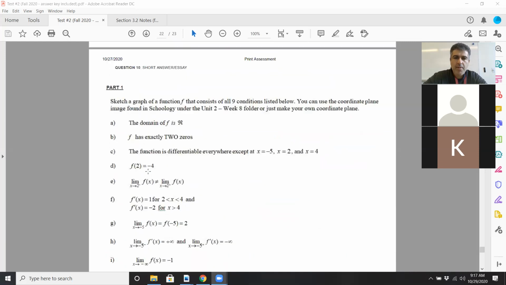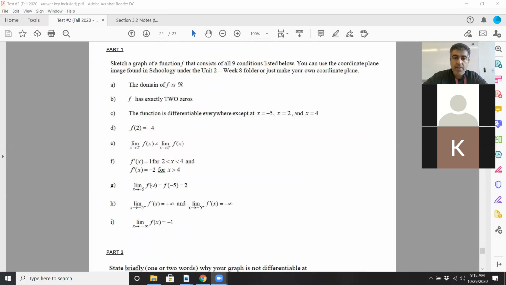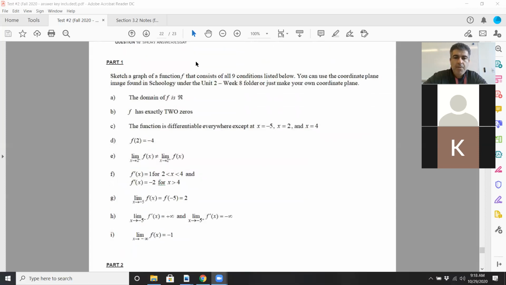And last, number 10, that was the fun one. That's where you had to generate a graph from this information and then state the reasons why it's not differentiable. For these, I said, okay, f has exactly 2 zeros, so I have 2 x-intercepts. And not differentiable at these places, so I'll do my tick marks. And just do right here. f(2) equals negative 4. That's easy peasy. So done.